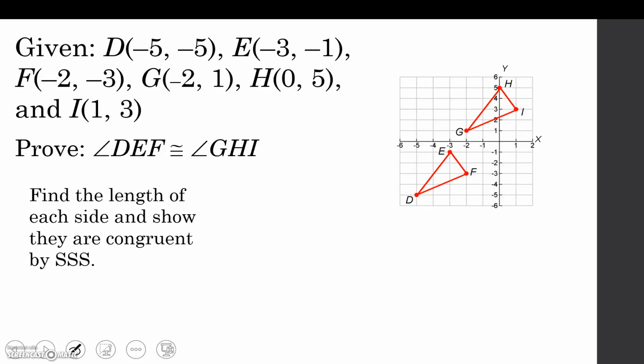Please don't go through and assume. When I ask you to do these kinds of problems, I would expect you to go through and actually find the side lengths. So that's what I'm going to do in my next step. So I'm going to go ahead and switch the slide.